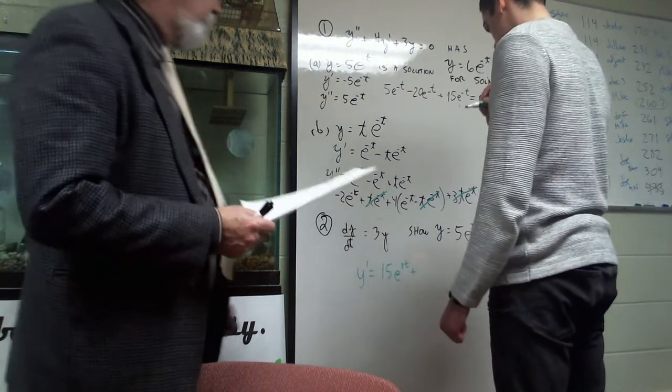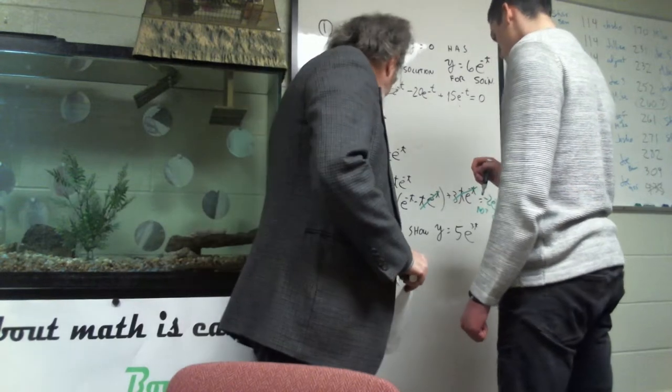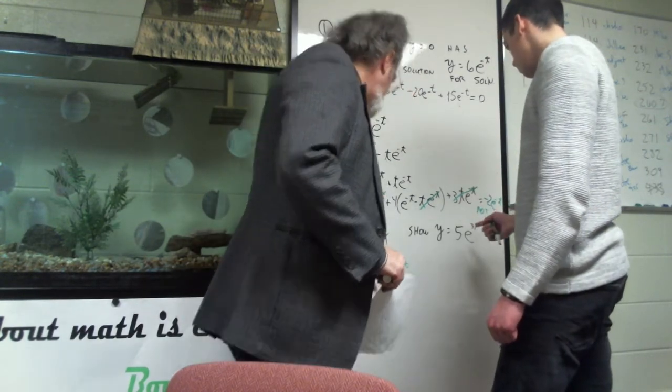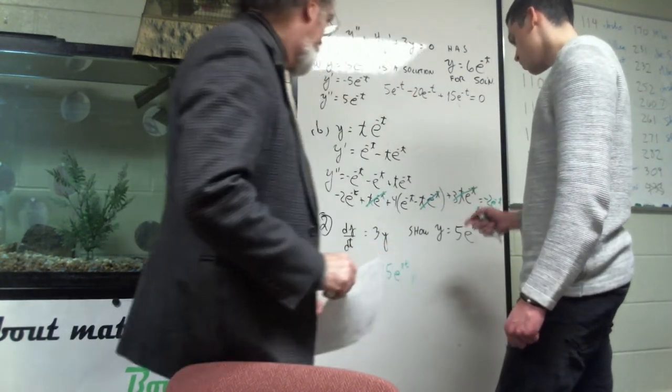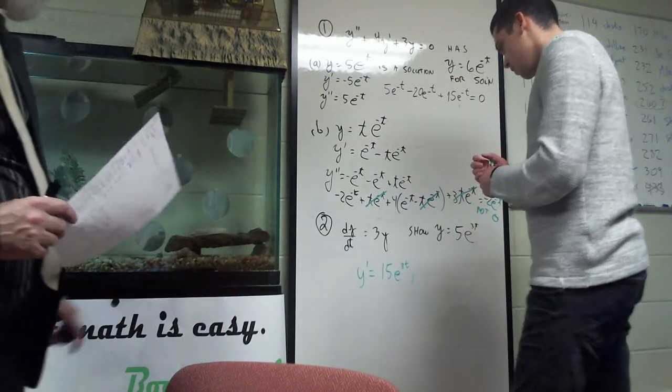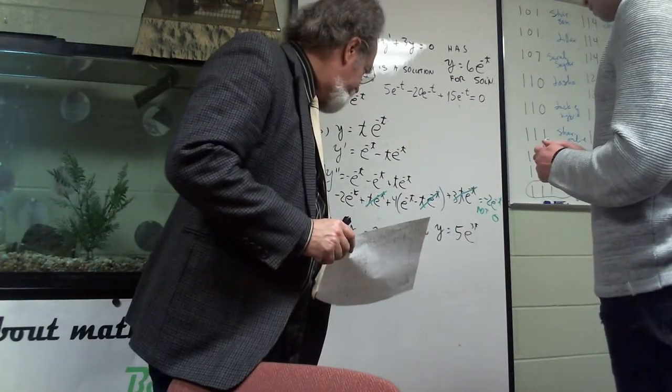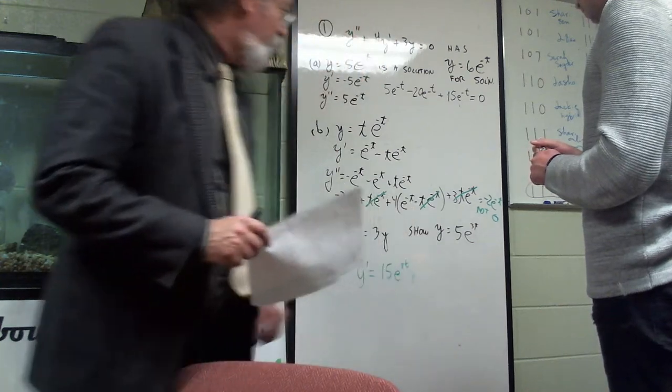Plus. Nope. There's no plus sign in the equation. Wait, the equation is dy/dt equals 3y. So y prime is the left-hand side. Okay. 15e to the 3t. What's the right-hand side? 3 times y.